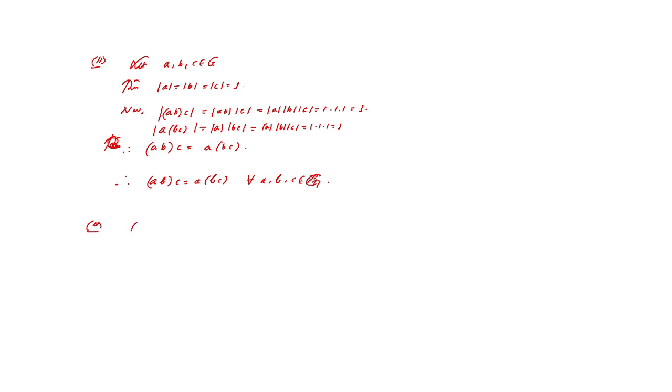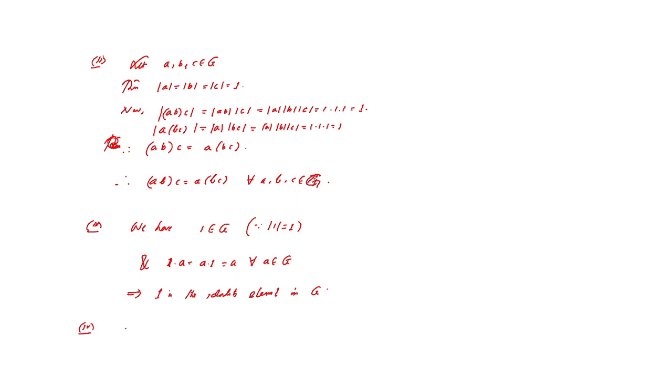Now we come to the third case, the existence of identity. Here we see that 1 belongs to G, because the modulus of 1 equals 1. And 1 dot A equals A dot 1 equals A for all A belonging to G. That means 1 is the identity element in G. So existence of identity is done.